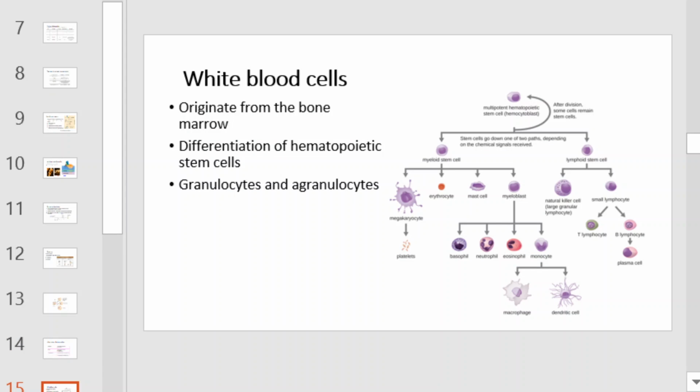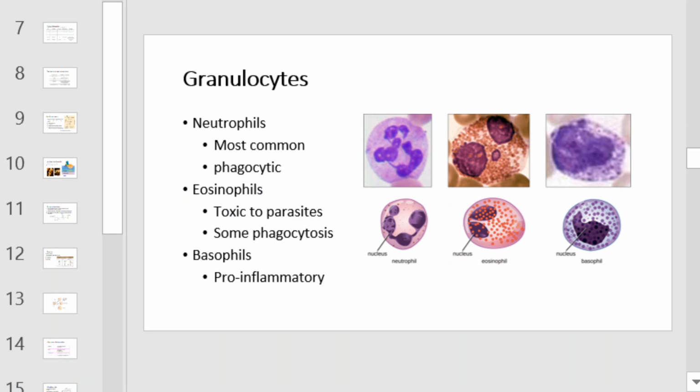White blood cells. White blood cells originate from the bone marrow and differentiate through hematopoietic stem cells. White blood cells form from granulocytes and agranulocytes. Granulocytes include the neutrophils, eosinophils, and basophils. Neutrophils, eosinophils, and basophils are all forms of a granulocyte cell. When stained, they have granules that are visible inside of the cell.